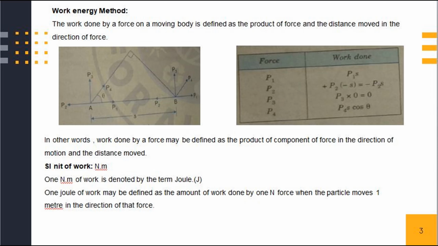From the definition of work, it is obvious that the unit of work is obtained by multiplying the unit of force by the unit of length. Hence, if Newton is the unit of force and meter is the unit of displacement, the unit of work will be Newton meter. 1 Newton meter of work is denoted by the term joule. Hence, 1 joule is the amount of work done by 1 Newton force when the particle moves 1 meter in the direction of that force. Other commonly used units are kilojoules or millijoules.